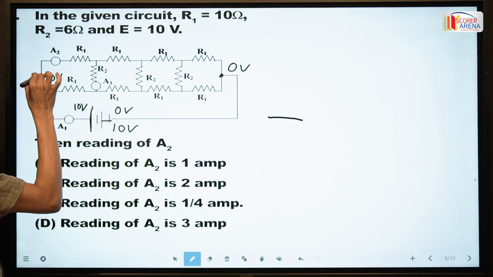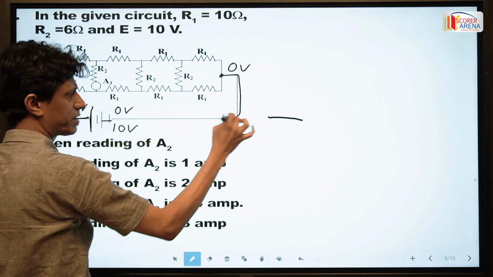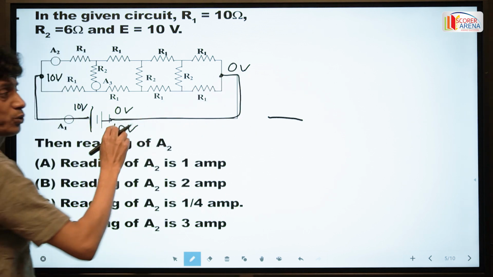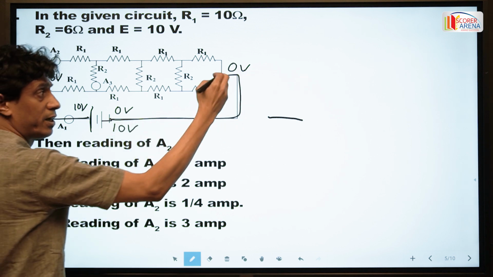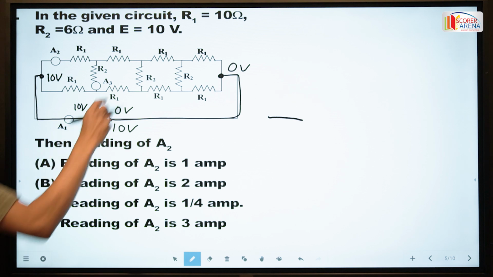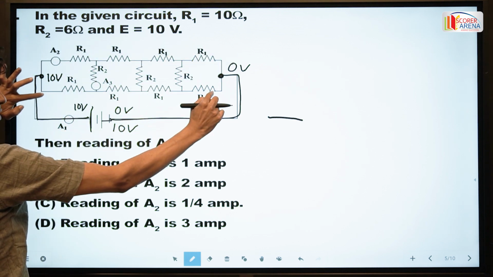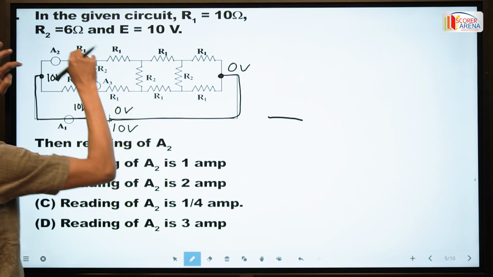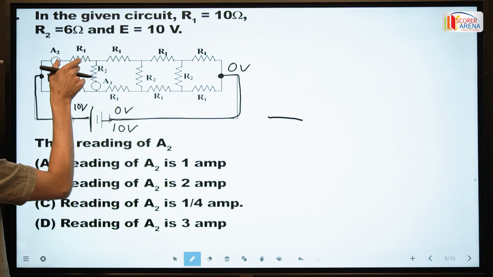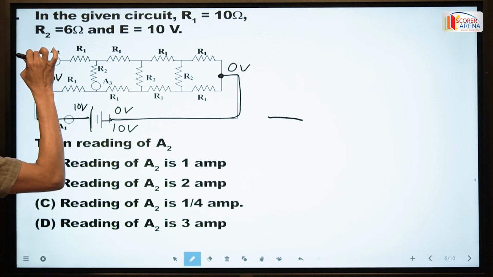Since these nodes are connected by a simple wire, there is no potential drop in this branch. The potential of this point is 0 volt and the potential of this point is 0 volt. The potential difference across this is 10 volt, and across this is also 10 volt. Since these two resistances are equal, the potential drops are equal.